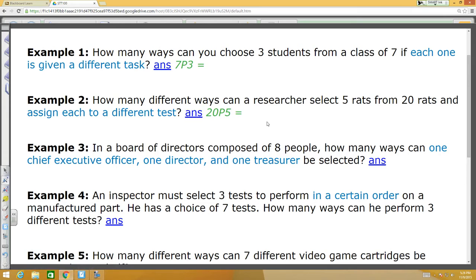Example 3. Eight P3. How many jobs do we have? We have chief executive, we have director, and we have treasurer, right? So that's 3 jobs. So we're selecting 3 people for these 3 jobs, right? So it will be 8P3.